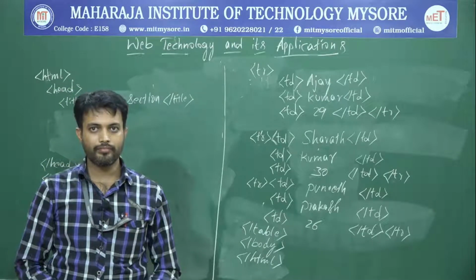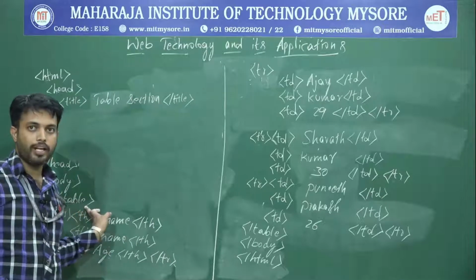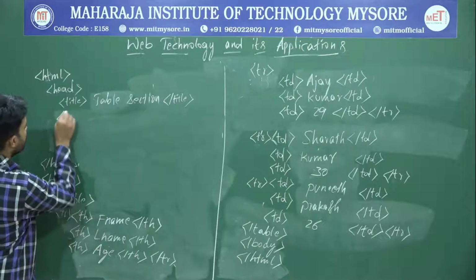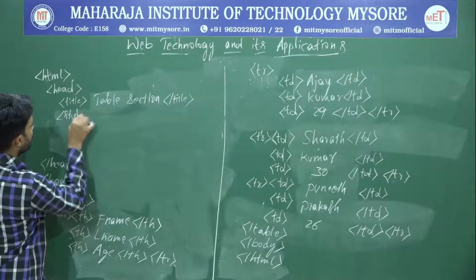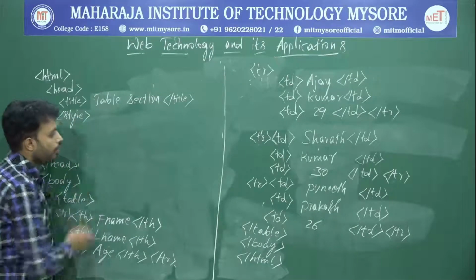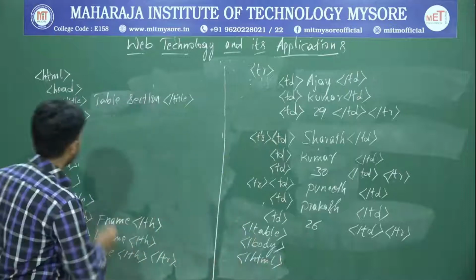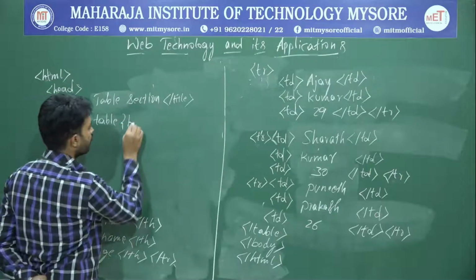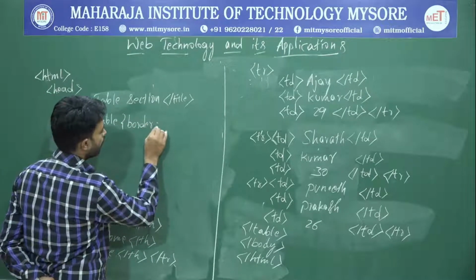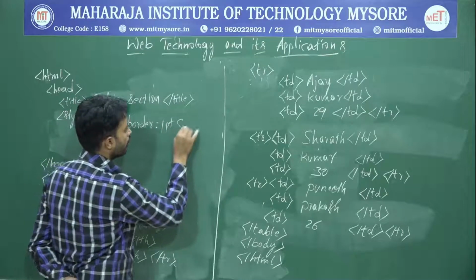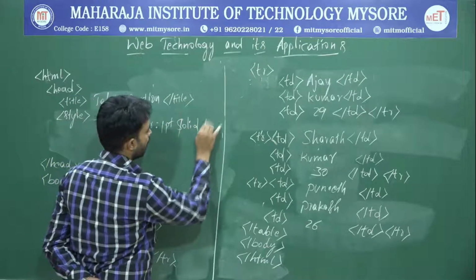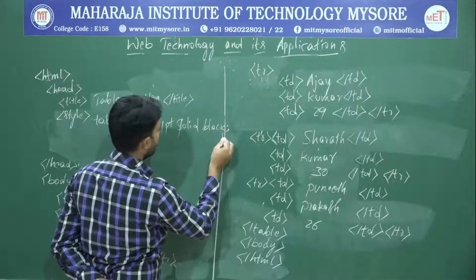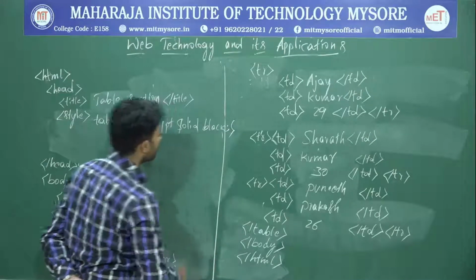We can use border equal to 1 in a table tag, or else a style for the table. So now I am going to write style, and within that I need to style this table. For that, table, open flower braces, border colon 1 point solid black. Put a semicolon and close the flower braces.